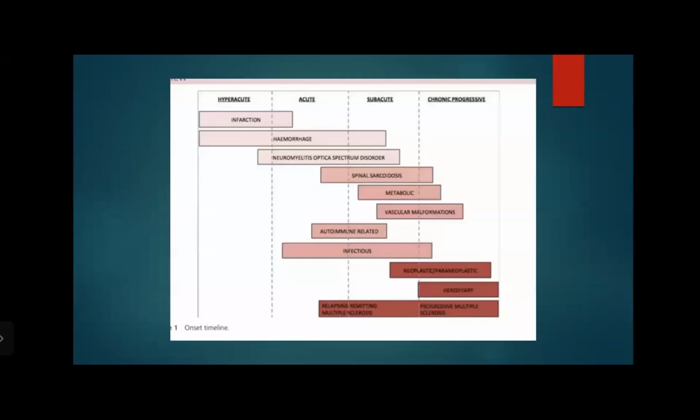As you can see, with the hyperacute onset, there is first infarction. In the hyperacute and acute onset, there is hemorrhage, and after that, there is neuromyelitis optica spectrum disorder. In the chronic progressive one, there are factors such as neoplastic and hereditary causes, and relapsing-remitting multiple sclerosis can also be there. Also progressive multiple sclerosis, then the chronic progressive. Okay.